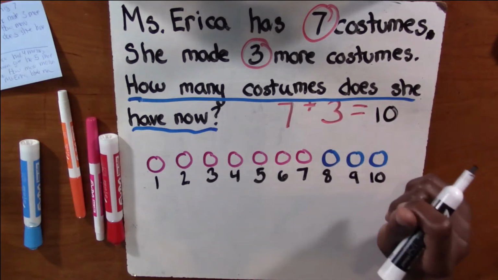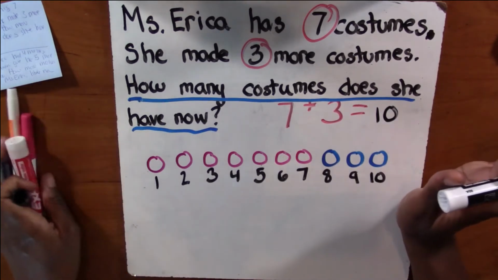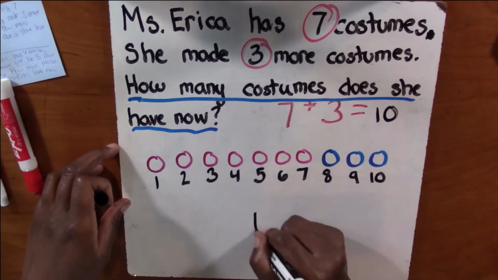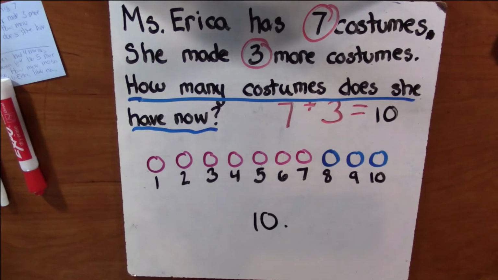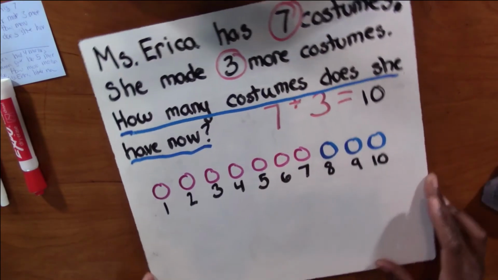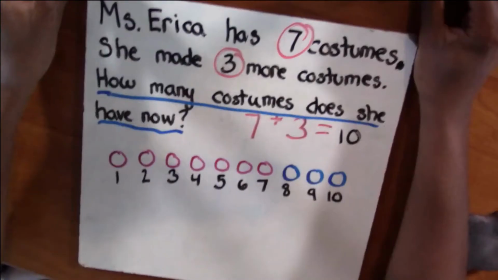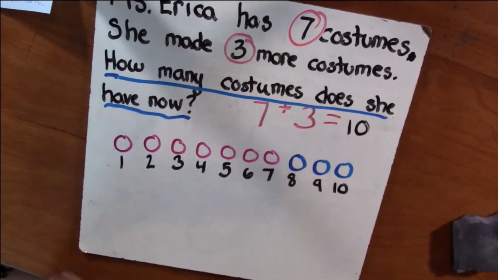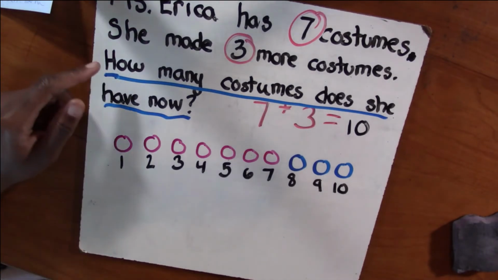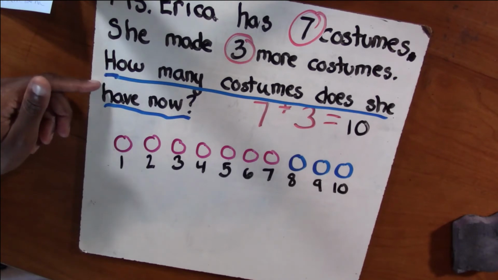Now, you already know what I'm going to do. I want this in a whole sentence answer, because 10 is not a whole sentence, and we can do better than that. Yes, we can. All right, so turn some things. Here we go. Okay, so let's make a sentence. My question that I'm answering is, how many costumes does she have now?